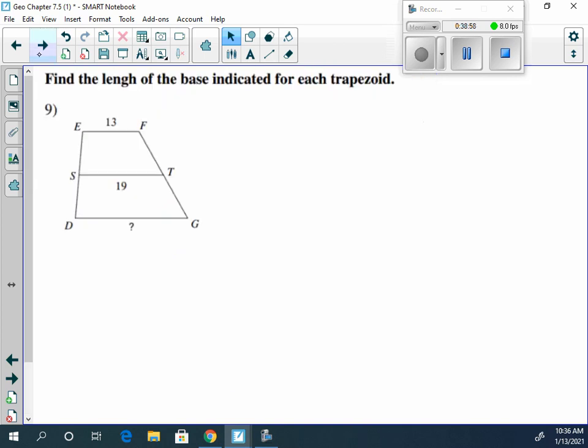Let's look at a few more of these here and kind of go the other direction. These are going to be easier than what we just did. This here's the last one. I think there might be one or two more.